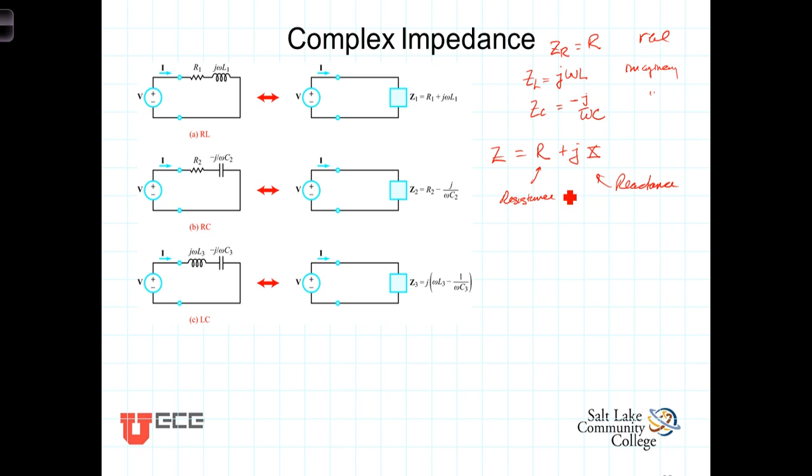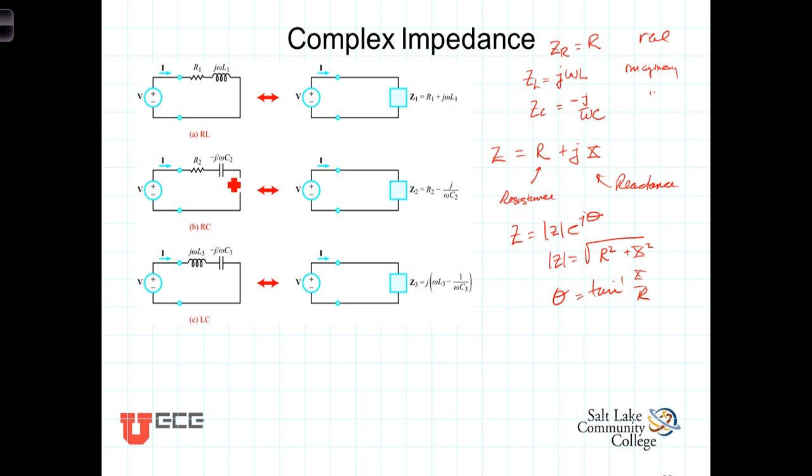Now, we can also talk about Z in polar coordinates, where Z equals magnitude of Z e to the j theta, where the magnitude of Z is equal to the square root of R squared plus X squared, and theta is equal to the arctangent of the imaginary part, the reactance, divided by the resistance. So, for example, here we have a resistor and inductor in series with each other. The net impedance would be then R plus j omega L.